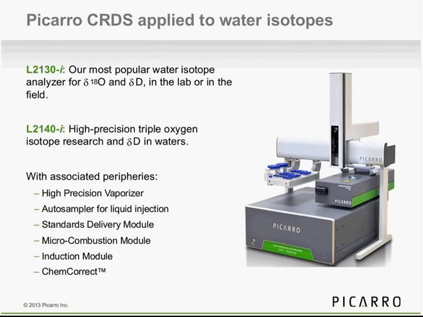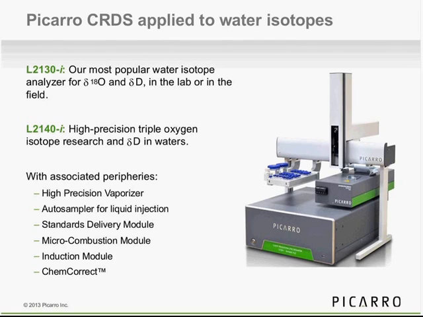Okay, so moving now on to how we've applied cavity ring-down spectroscopy to water isotopes themselves. I'm going to focus on two different analyzers today, the L2130 and the L2140. The L2130 is our most popular analyzer. It measures delta O18 and delta D to extremely high precision. The L2140 was our analyzer that we released last summer. It also has the capability to measure not only delta O18 and delta D, but also all three isotopes of oxygen, so you can measure delta O17 and O17 excess.